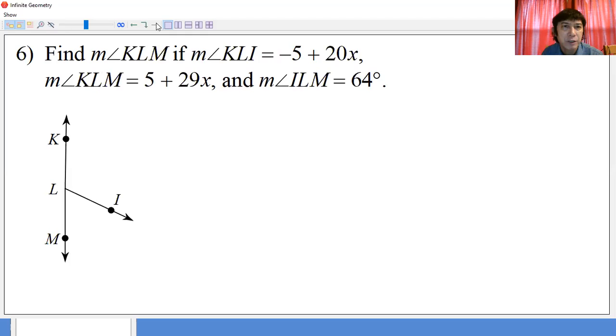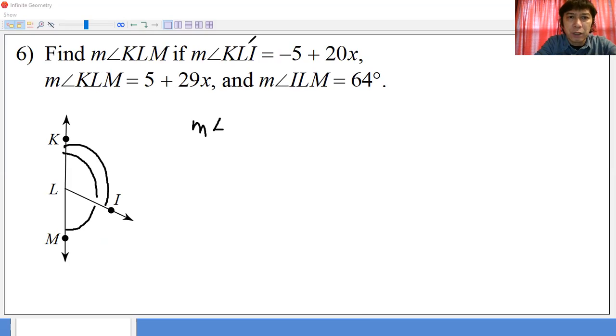All right, here's the next diagram. Find the measure of angle KLM. Where is KLM? It's the entire figure from here going there. It looks like the total. We're looking for the total. Now we shall set up the equation. The measure of KLI, that's KLI. It's here. We can start there.